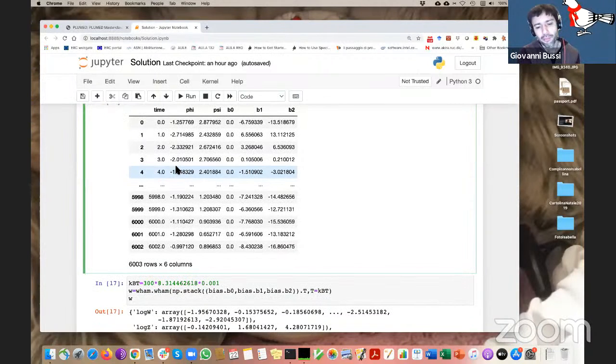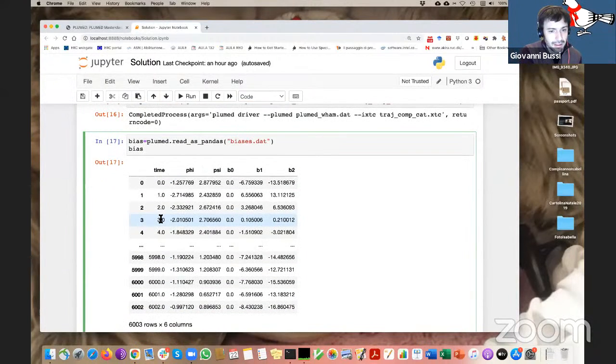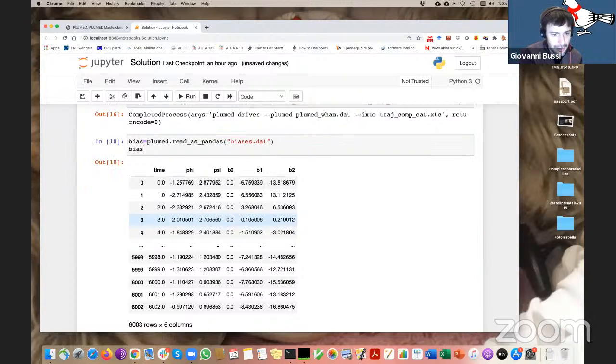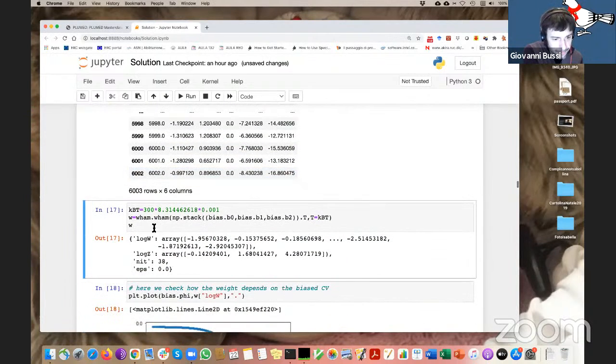So far we are completely ignoring correlations, and we are assuming our samples to be uncorrelated. That's fine if you just want to compute averages. Okay, so now we have our bias data frame. I learned a few months ago to use pandas, and it's really, really useful. And then we use this WAM script.